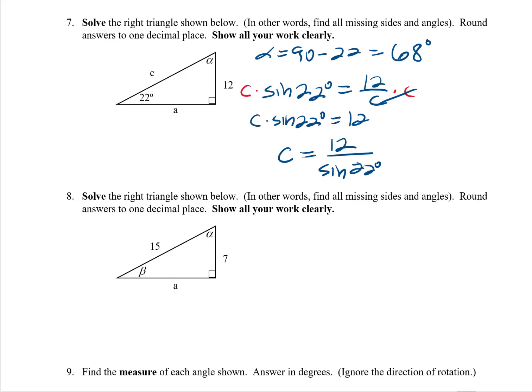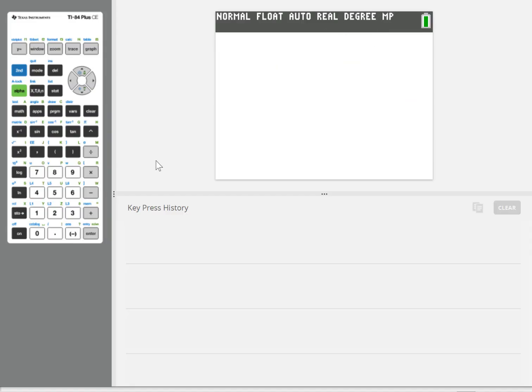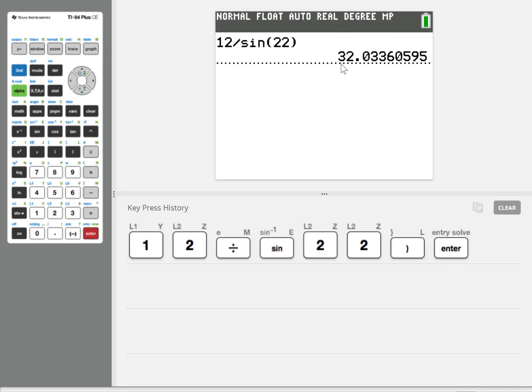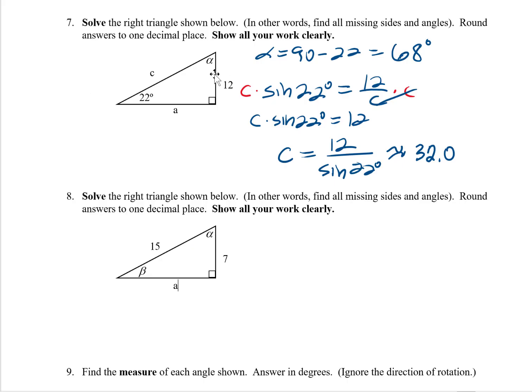Well, that's something I can work out on the calculator. I am in degree mode, so I can just type it in, 12 over sine 22. And to one decimal place, that comes out to be 32.0. The only other thing I need is side A, and I have a choice here. I could write another trig statement, or I could just use the Pythagorean theorem.